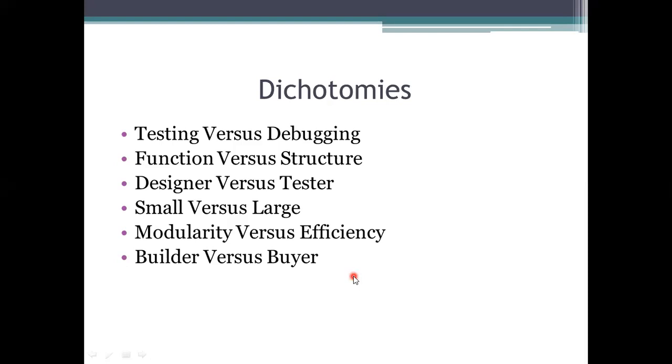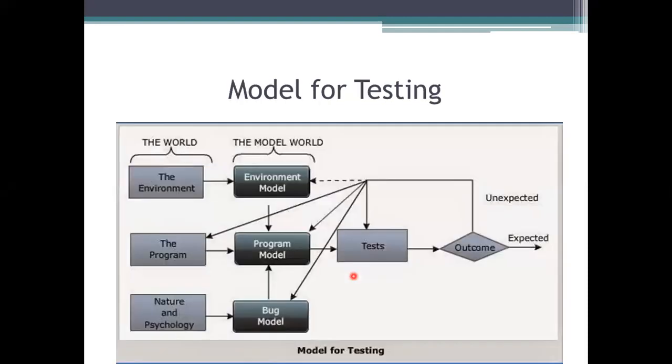If the builder and the buyer are from different organizations, the buyer will appreciate the work done by the builder, because they will judge it by comparing with others. So that's about the dichotomies here.